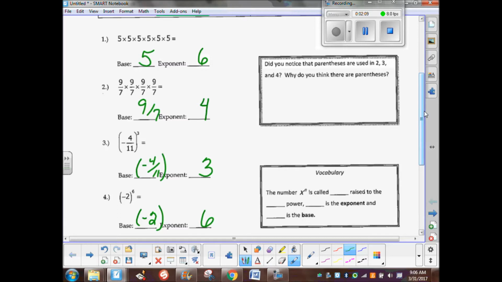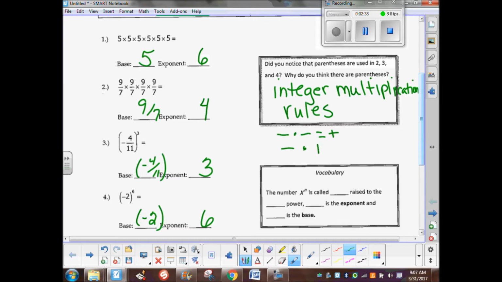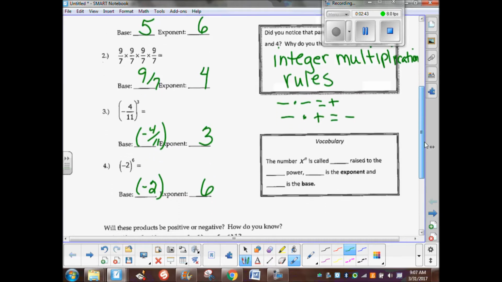Okay, so we know our exponent rules. A negative times a negative is a positive, but a negative times a positive is a negative. So we've got to think about our integer rules, our integer multiplication rules. And a negative times a negative is a positive, but a negative times a positive equals a negative.